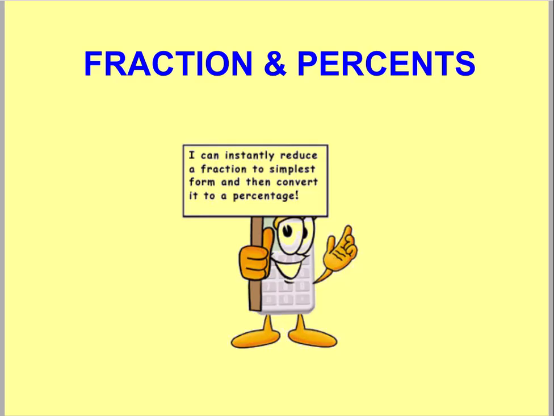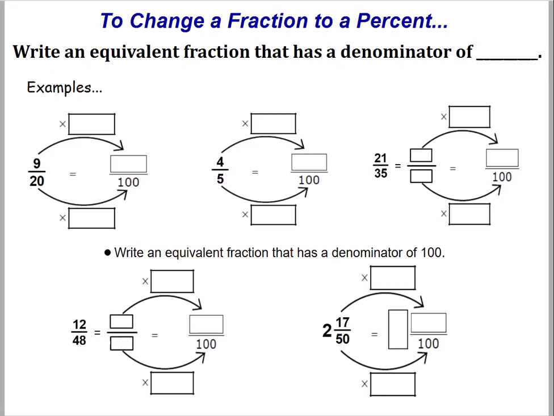So the first conversion that we're going to talk about is fractions and percents. Make sure that you're taking notes as we go through this lesson. Okay, to change a fraction to a percent, we are going to write an equivalent fraction that has a denominator of 100. We've already learned that percent is out of 100. Percent is always out of 100.